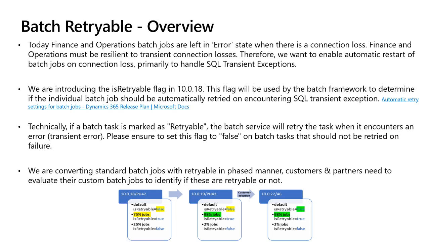Another example could be journal posting with auto settlement of the payment. We mark the invoices for payment, and the transient connection failure happens. We roll back the posting, but at the same time, we also want to make sure that the invoices I marked for payment have been unmarked. So those are the 2% of jobs that we won't be able to convert to start using the retryable framework.